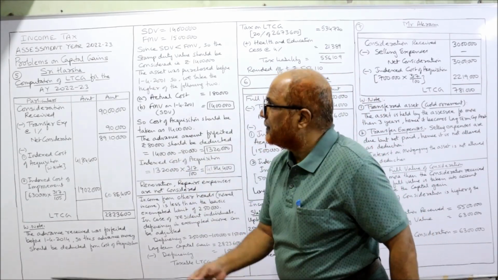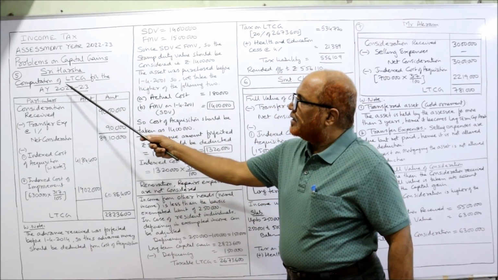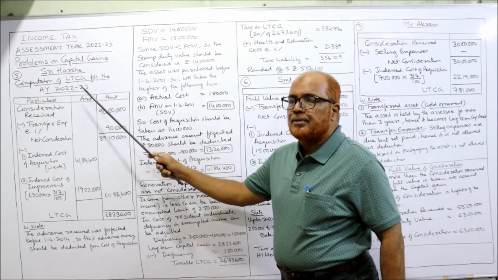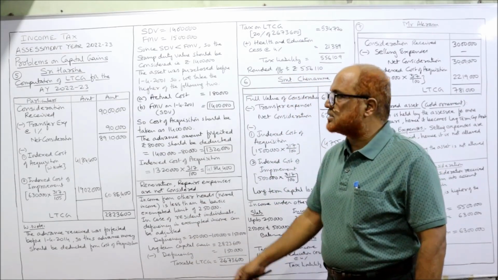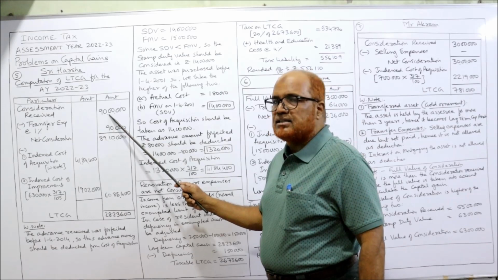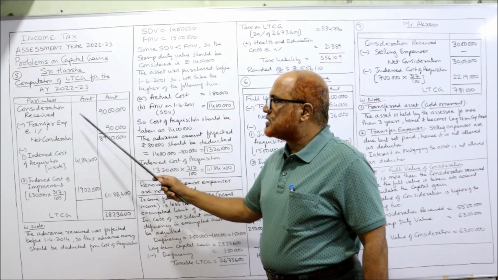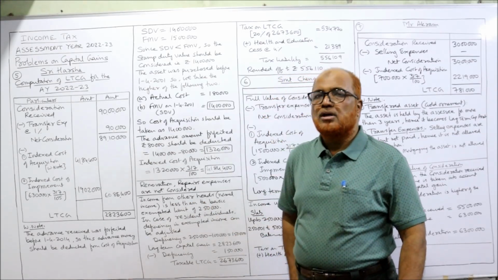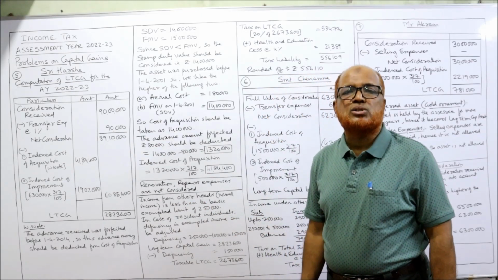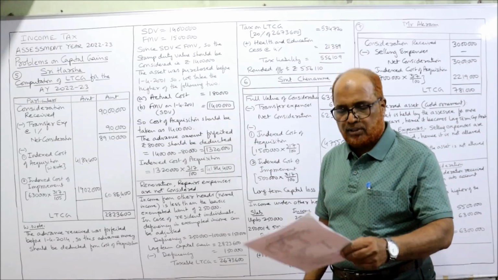So first of all, you can see the computation of LTCG for Sri Harsha for the year. It's a long-term capital asset because the assessee held the asset for more than 3 years. Then consideration received 90 lakh. Selling expenses 1% of 90 lakh, 90,000, deducted, net consideration 89 lakh 90,000. Now we have to find out the indexed cost of acquisition. That is the only difficult point.